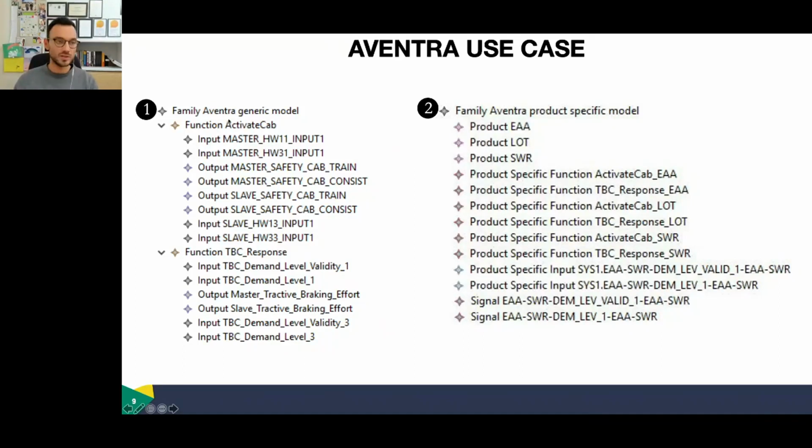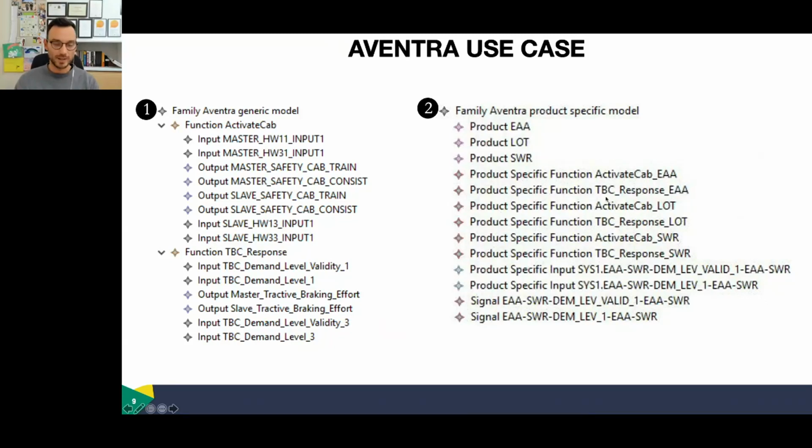But in general, we can see that we have the family, and then we have all the functions that are common for this family, and for each function we have the different inputs that are used from a functional point of view. Okay. The second step of the approach is to instead model the specific products and the specific signals of the products of the trains.